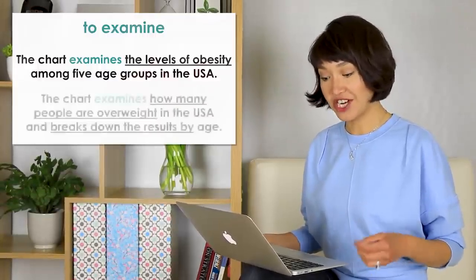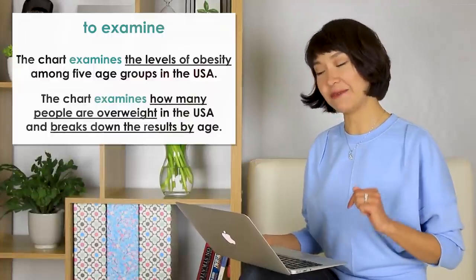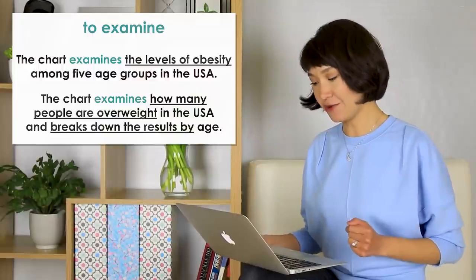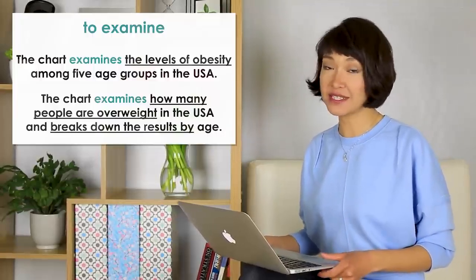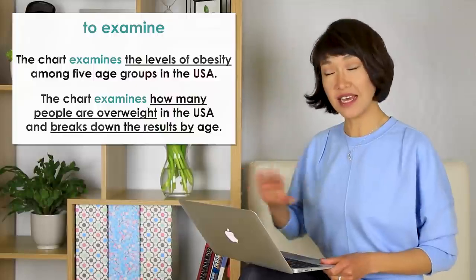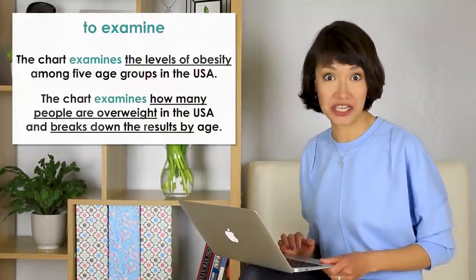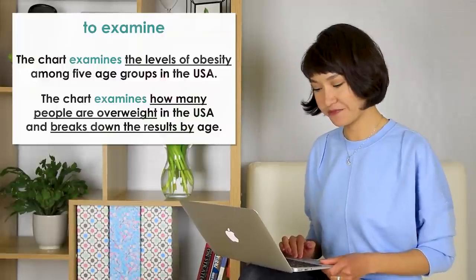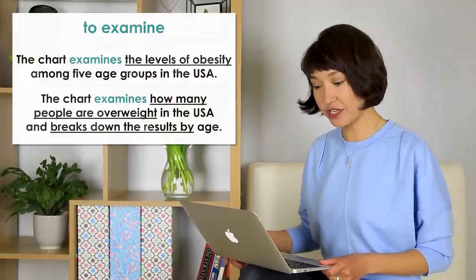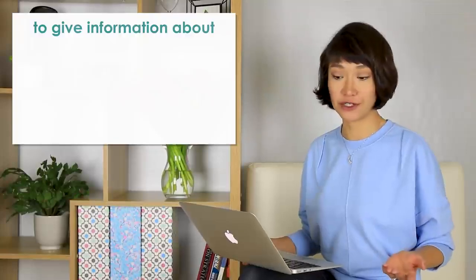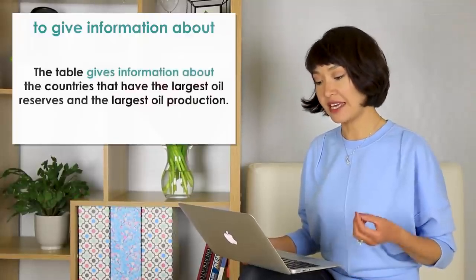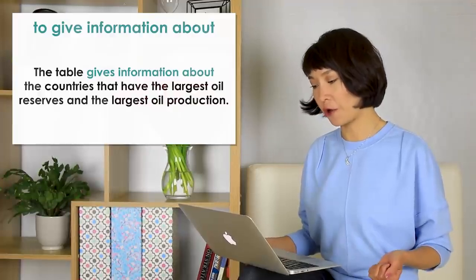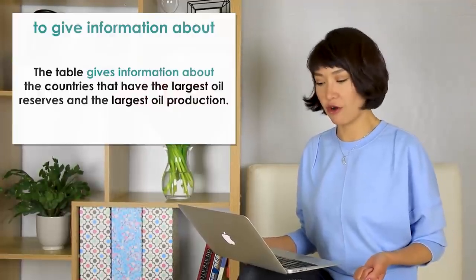Or, the chart examines how many people are overweight or obese in the USA and breaks down the results by age. That's how you can refer to age groups, to break down the results by age. The next expression is to give information about. The table gives information about the countries that have the largest oil reserves and the largest oil production.